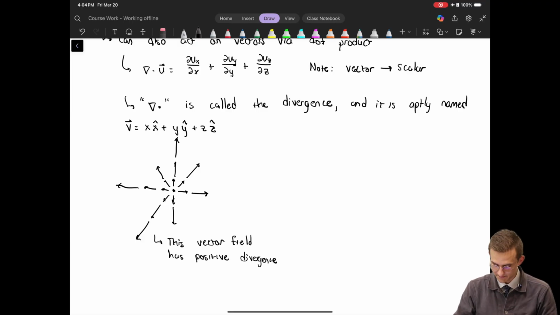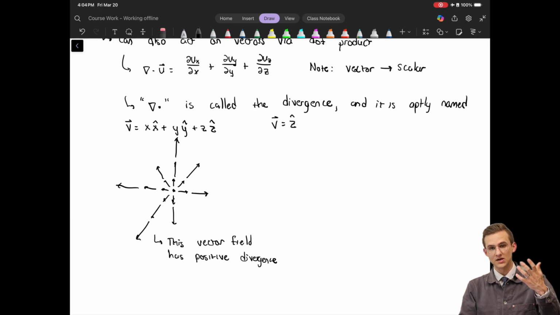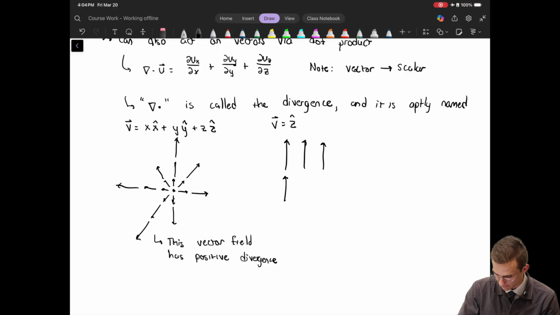Okay, this vector field right here that I'll just draw, which we'll say is v equals just z hat. So it's just a constant vector field everywhere that points in the z direction. That's just going to look like this, where it's just uniform everywhere. Okay, this vector field has 0 divergence.